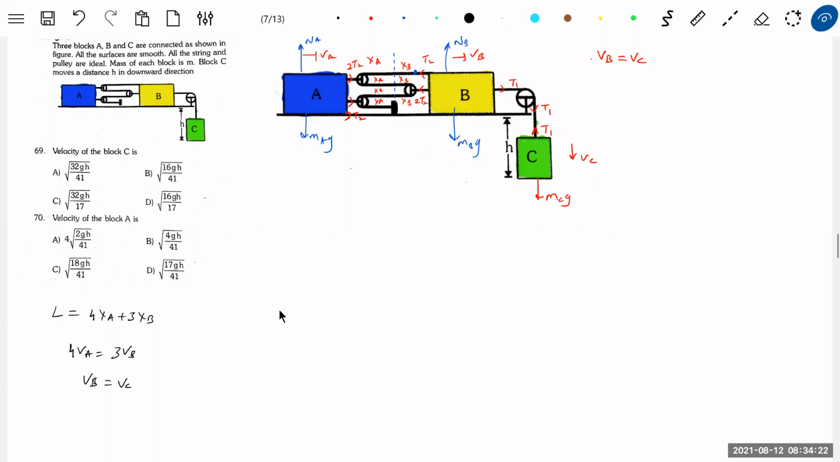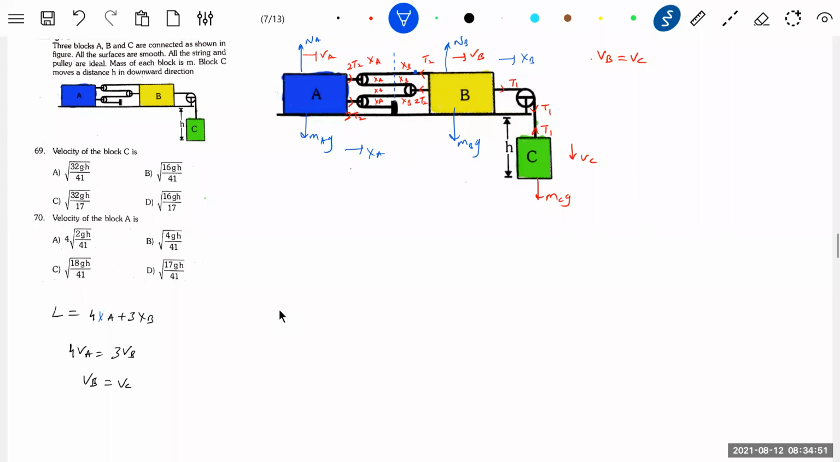Sir, what about this? You are saying tension is not a conservative force and conservation of mechanical energy is applicable only when conservative forces alone do work, but tensions are doing work. Let's do one thing. Let this have a displacement XA, XB. I think we have a relationship between XA and XB also. If XB moves some distance and XA, they are related by this equation.